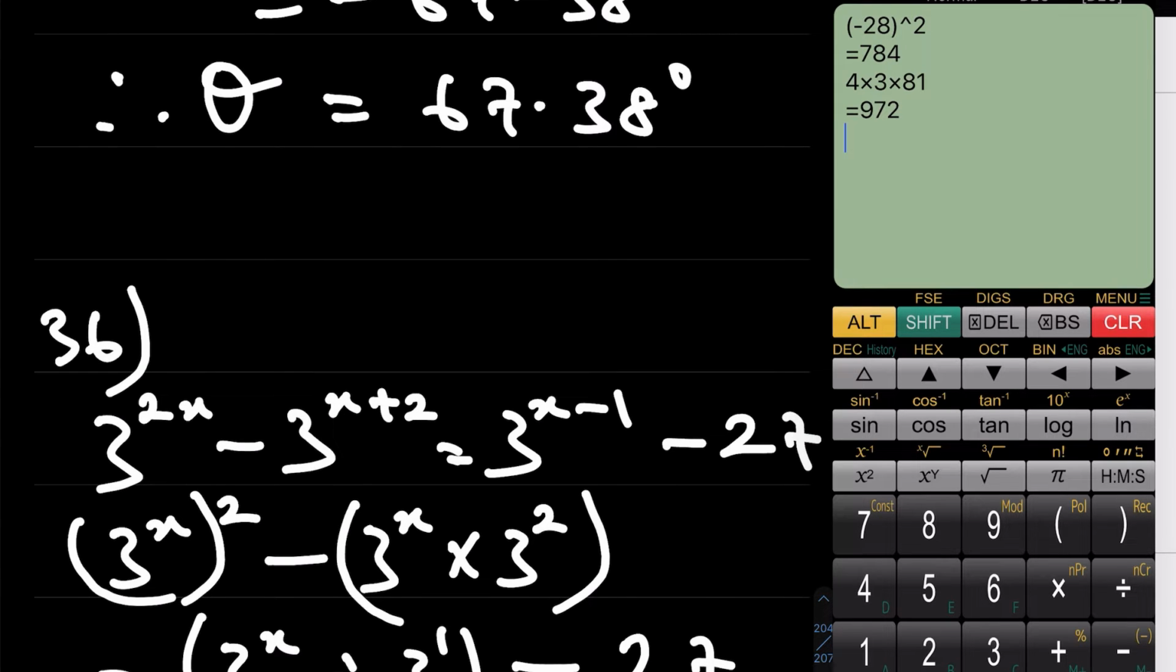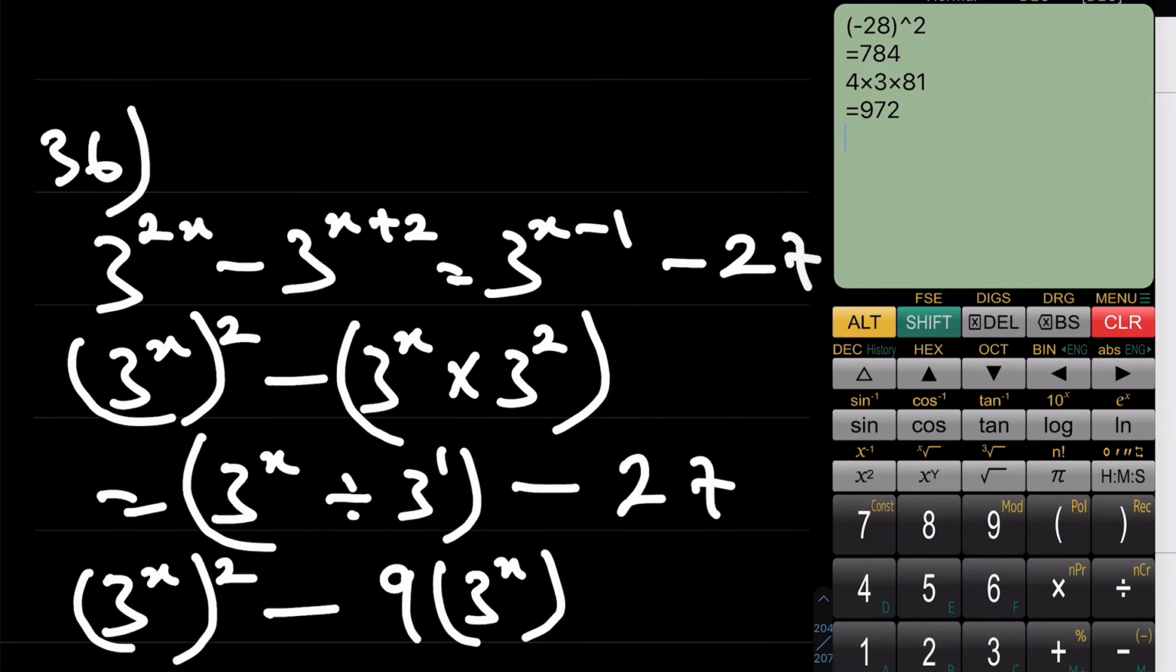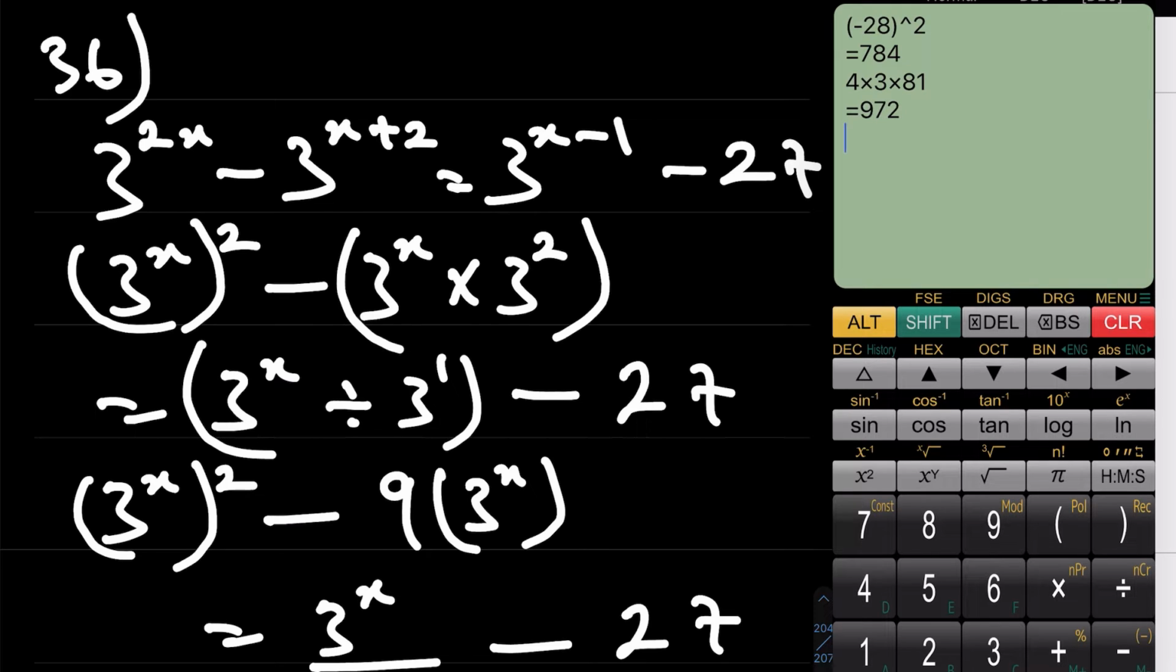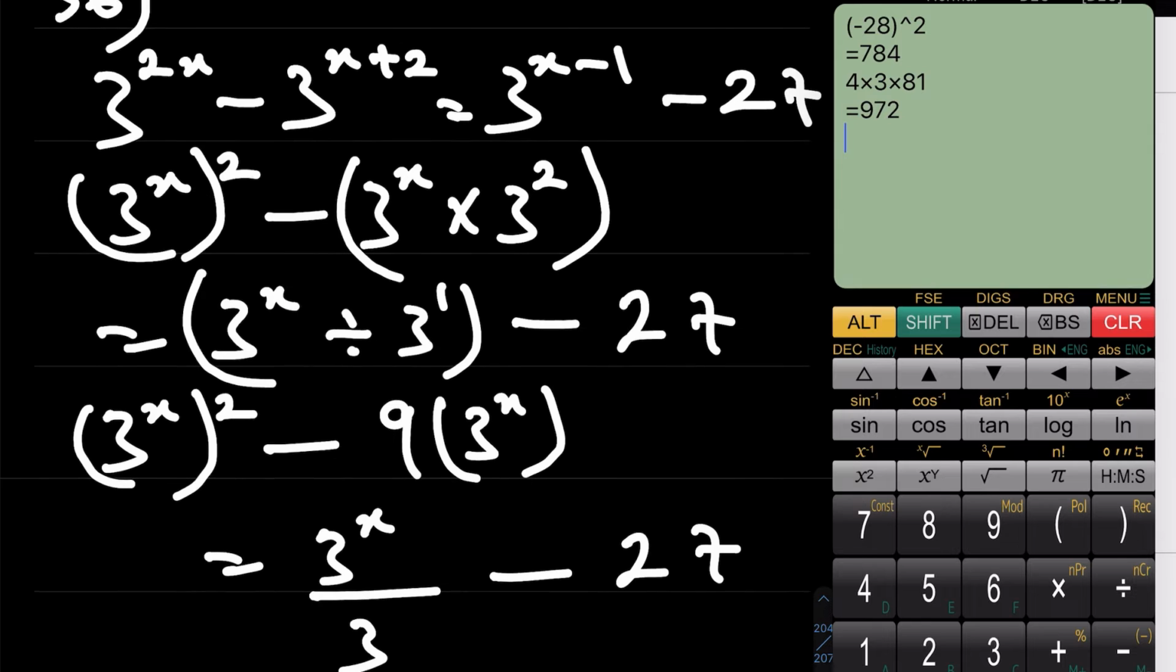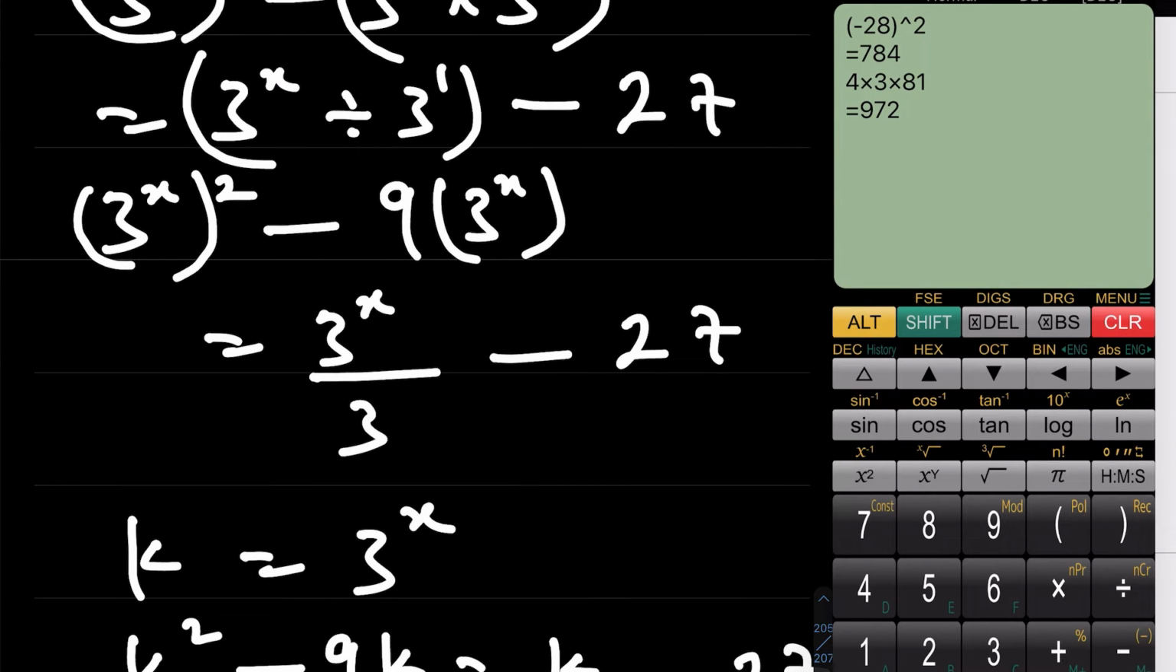3 is by 2, that's 3x. Minus 3 is by x times 3 is by 2 equals 3 is by x divided by 3 is by 1 minus 27. That means 3 is by x all squared minus 9 times 3 is by x equals 3 is by x over 3 minus 27. Multiply 3 by 3. Okay, k is 3 is by x.